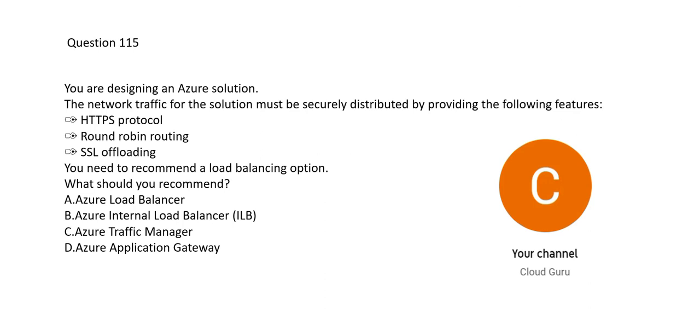Now you're designing a solution on Azure and the network traffic. So these are the three requirements. It should have HTTPS protocol, round robin routing, and SSL offloading. And these are all different sorts of load balancers used for different purposes. So this is the application gateway question.